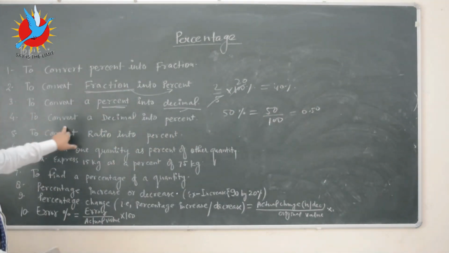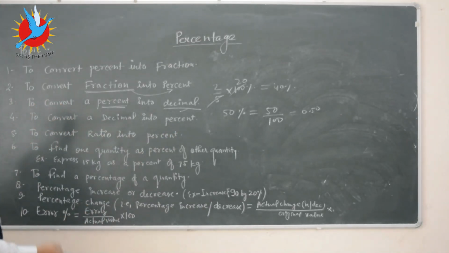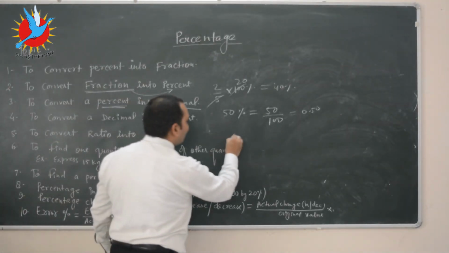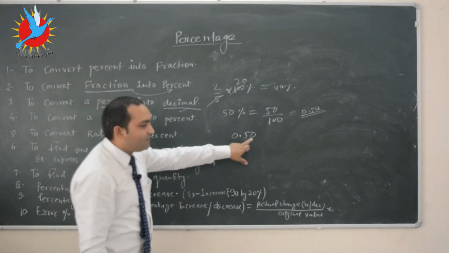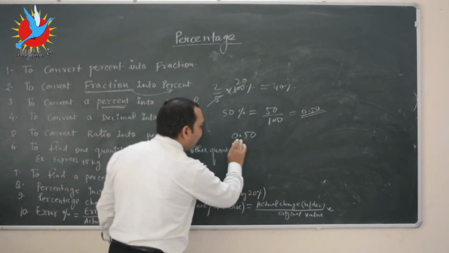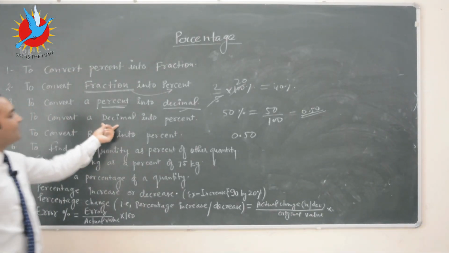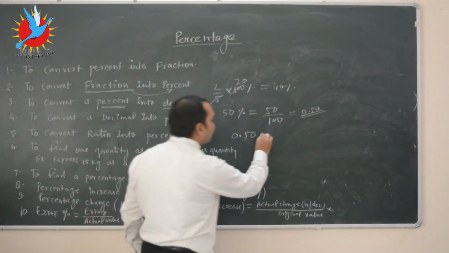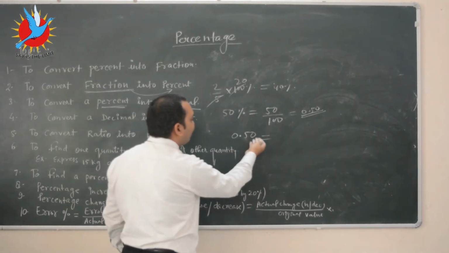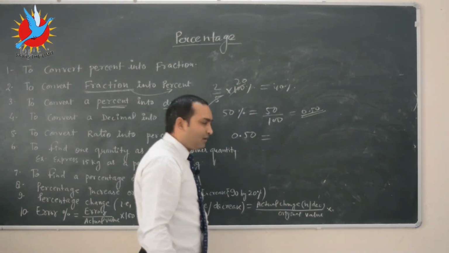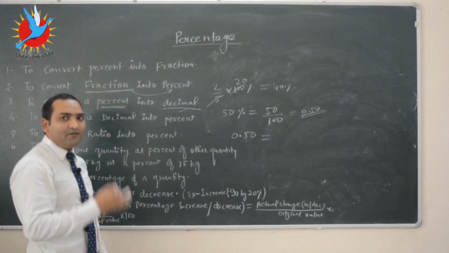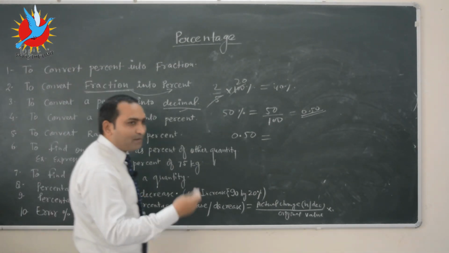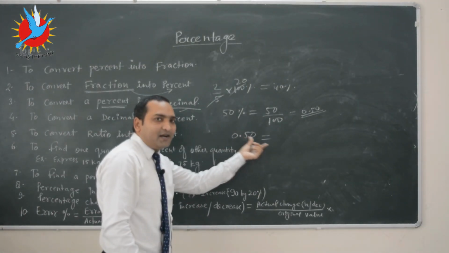Next, to convert a decimal into percent. So a decimal is any number, consider this number 0.50, and we want to convert it into percent. So what is the value of 0.50 into percent? I tell you in the start that if any number is there and we convert that number into percent, we just multiply by 100%.